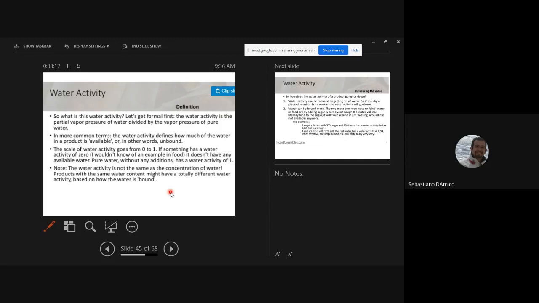Okay. So the water activity is not the same as the concentration of water. Products with the same water content might have a totally different water activity based on how the water is bound. Everything is made of water, right? But we're not looking here at the concentration of water or the water content, but at how this water is actually bound in the system.